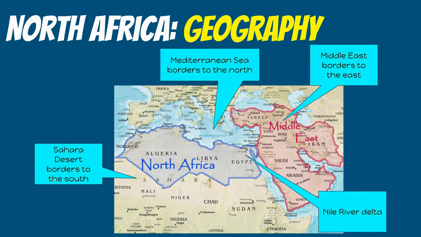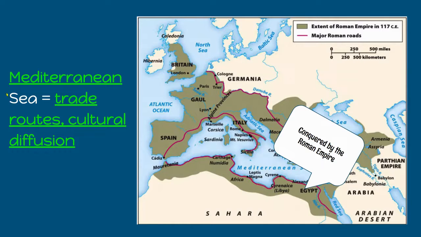Okay, so the Mediterranean Sea borders it to the north. The Middle East borders to its east. All right, this is where we've just been learning about, right? We just learned about how Islam formed here as well as the Muslim empires. They ultimately take over this northern region of North Africa. The Nile River, so all the way back to our river valley civilizations, is right here in North Africa. And the Sahara Desert kind of borders the bottom of North Africa and really divides it from the rest of our African regions.